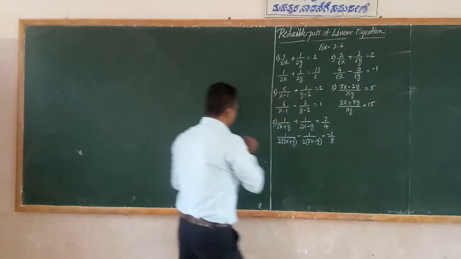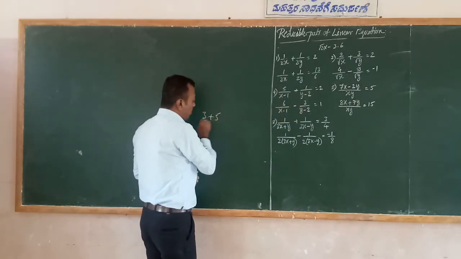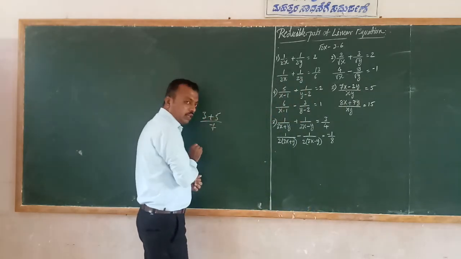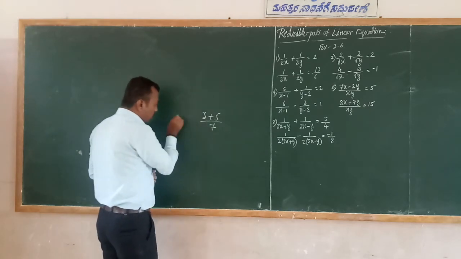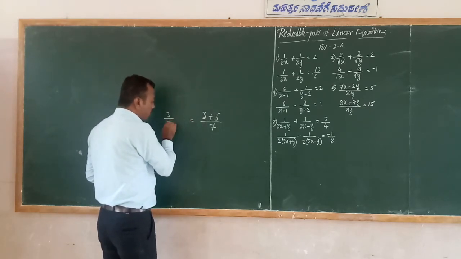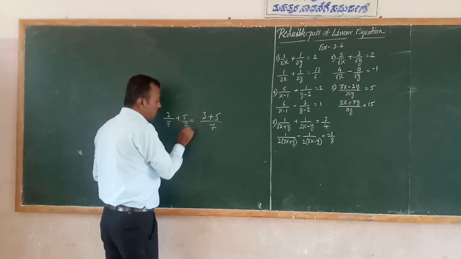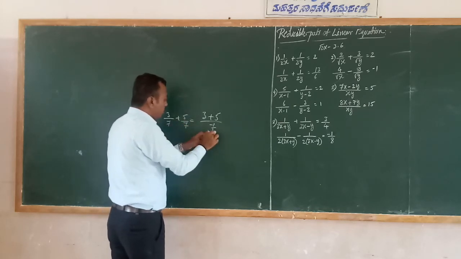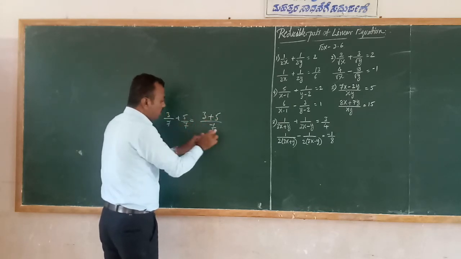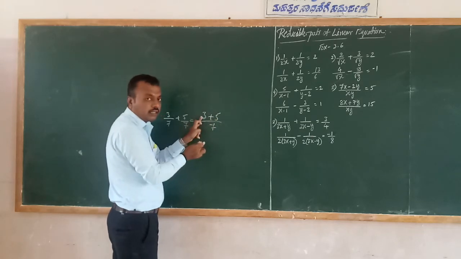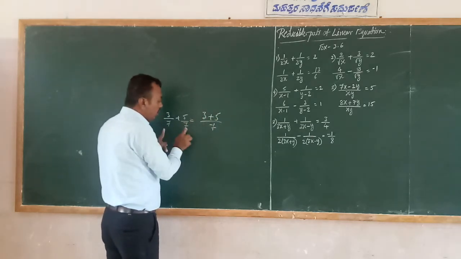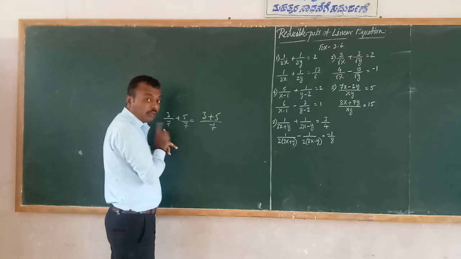Okay, for example, here, 3 plus 5 whole upon 7 is there. So first of all, before going to that, 3 by 7 plus 5 by 7 is there. Is it right? 3 by 7 plus 5 by 7 is equal to 3 plus 5 upon 7. The denominator is same, so you add the numerators. When the denominator is same, add the numerators or subtract the numerators.